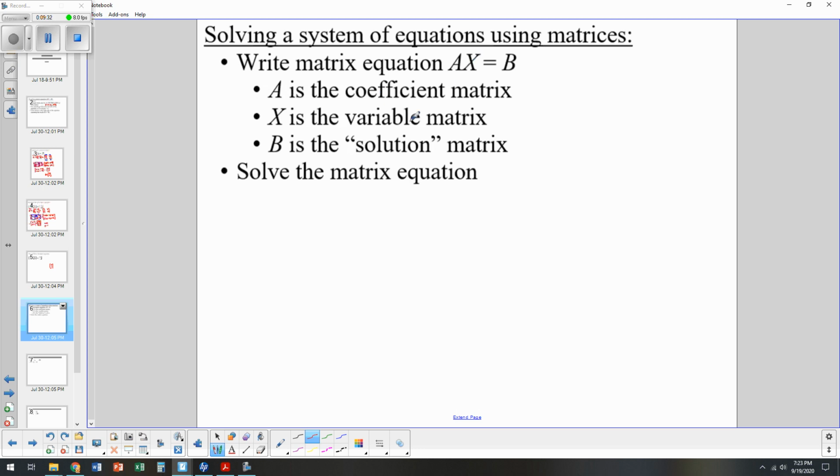The second matrix is our variable matrix. So whatever the variables were in the problem, those are going to be the 2 that go, or 3, or however many that go in the variable matrix. And then B is the solution matrix. So whatever was on the other side of the equal sign is going to go into that last matrix. And then we're just going to solve the matrix equation.